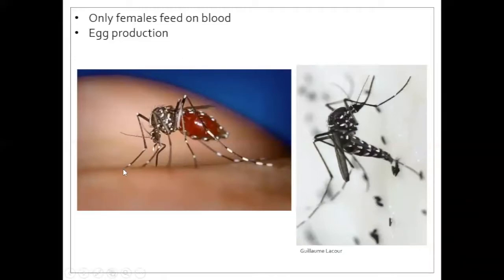And with mosquitoes, it's only the females that feed on blood. So if you look at this Asian tiger mosquito, it's taking a blood meal now, and it's going to use that blood to then lay eggs later on. They need it for egg production. There are certain components of this blood that are very nutritious and assist in what we call vitellogenesis, or the development of yolk.